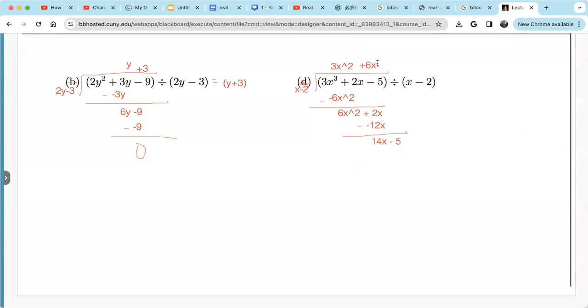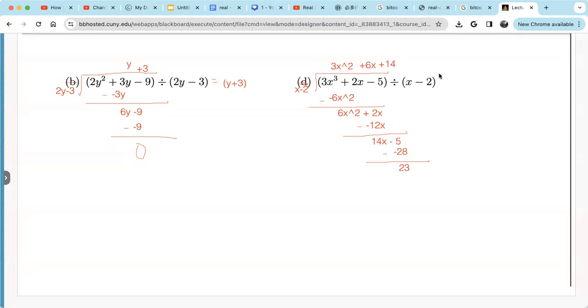14x divided by x, 14. Put 14 in the quotient. Right, so 14 times x, 14x. Then -2 times 14, we'll get -28. Right? 2 times 14 is 28, then we'll have -2, so we'll get -28. Then we subtract. So -5 subtract -28 becomes -5 plus 28. So that's 28 minus 5, which is 23.